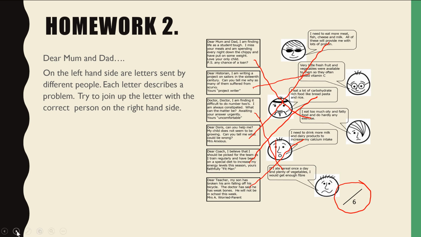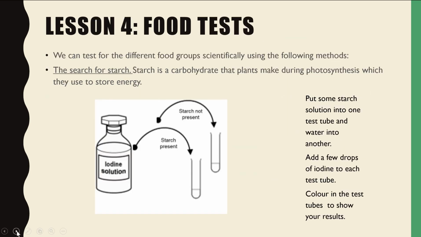So what we're going to do in today's lesson is to have a look at how we would test different foods to find out if they contain these food groups that we've been talking about. So if I was to give you a sample of a food, you would be able to identify whether it contains protein, whether it contains fat, whether it contains carbohydrates. So with carbohydrates, there's actually 2 carbohydrates that we need to be able to test for.